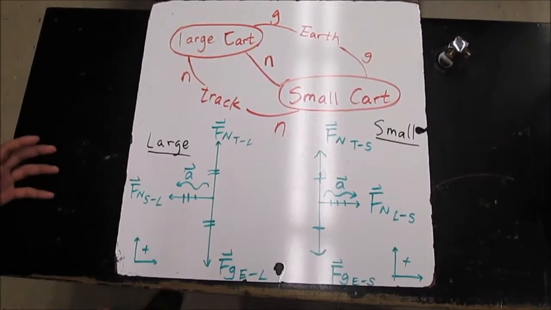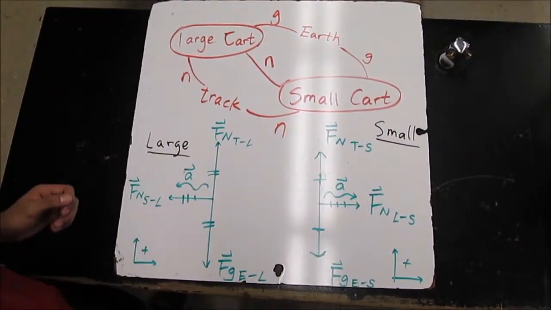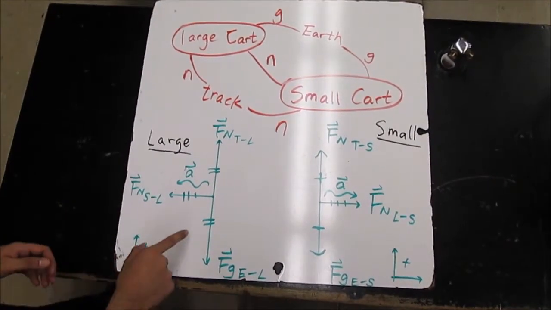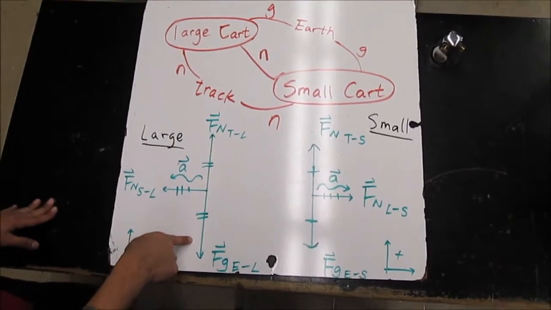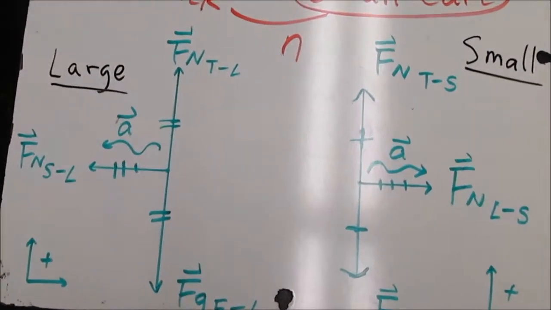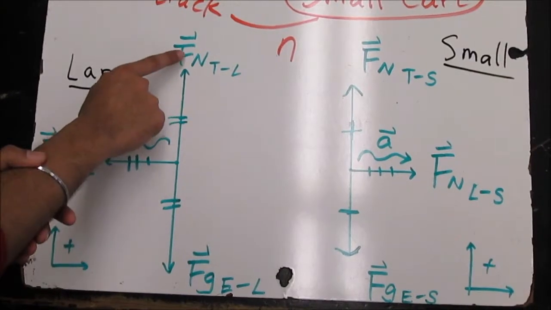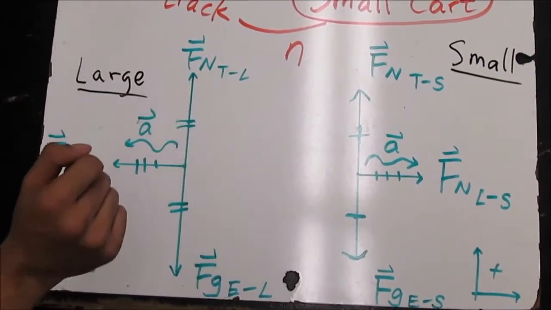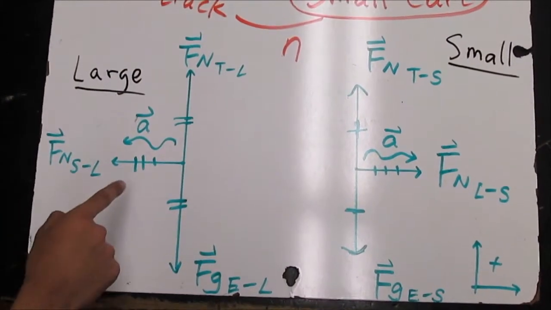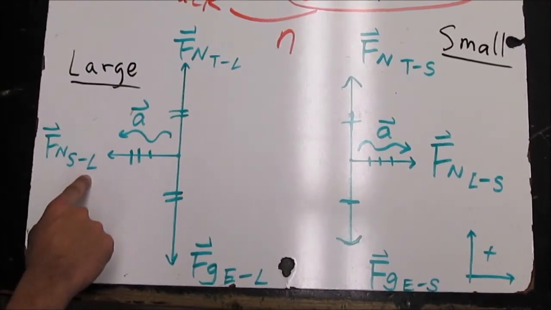And now this is represented in our force diagrams as two separate force diagrams, one for the large cart, one for the small cart. So let's do the large cart. We all know we have our force of gravity acting on our large cart, down. It's represented over here with our force of gravity of the earth acting on our large cart. Then we have our normal force of the track acting on the large cart, and we can see that they're of equal magnitude. And then lastly, we have our normal force of the small cart acting on the large cart.